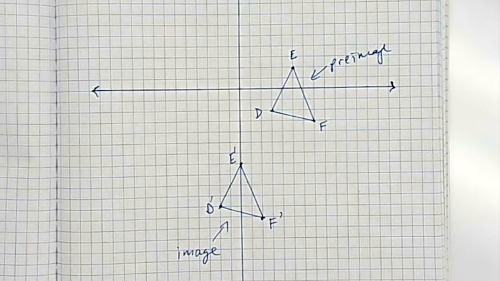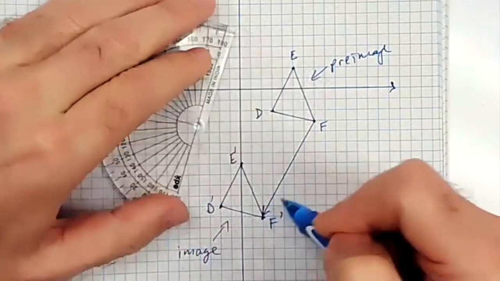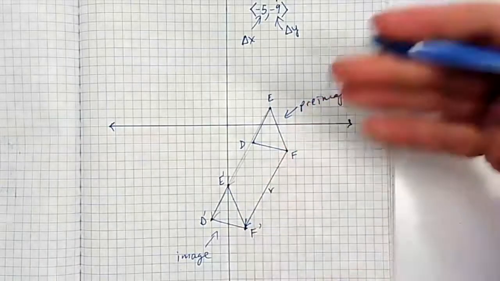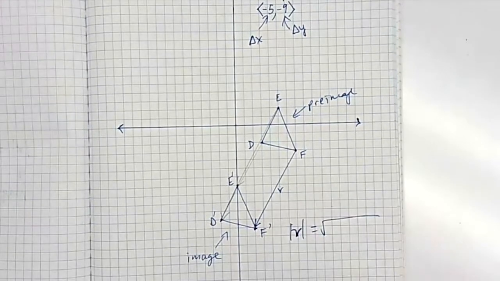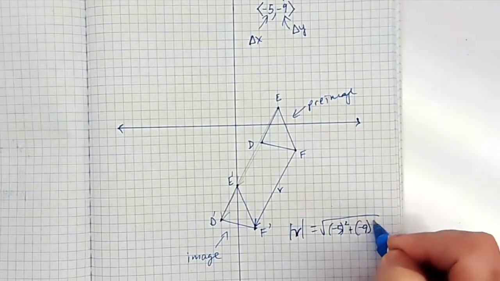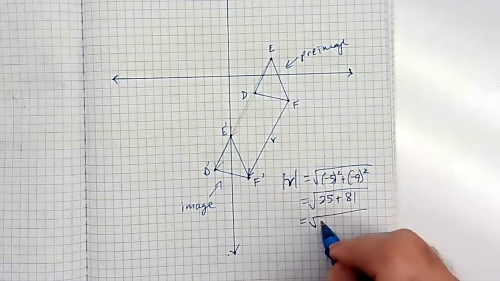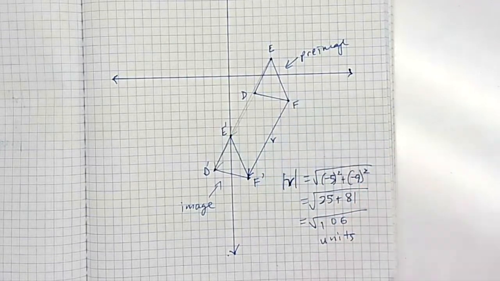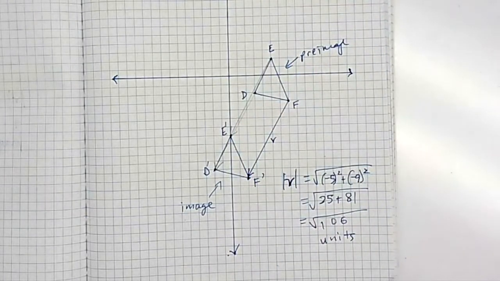I can also draw my vector like this, right? And this is vector V. If I was additionally asked to find the magnitude of the vector, I could do that simply by using Pythagorean theorem, and I would take the square root of -5 squared plus -9 squared, square root of 106 units. And we'll leave it just like that. That's the length of the vector. Right, and that's how we use vectors and vector components to show a translation on the coordinate plane.